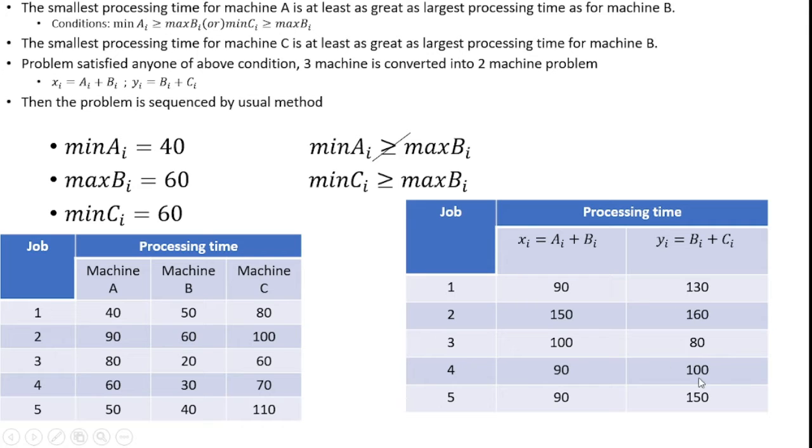40 plus 110 is equal to 150. Likewise, we may rearrange the table or alter the 3 machine table into a 2 machine problem. Likewise, now I changed the 3 machine problem into a 2 machine problem. What is the next step?